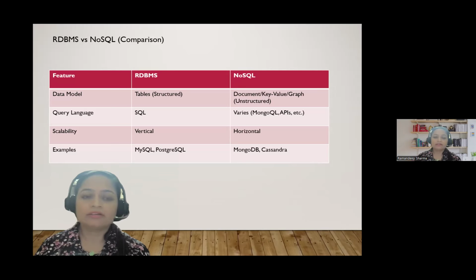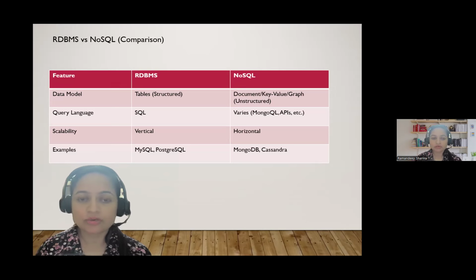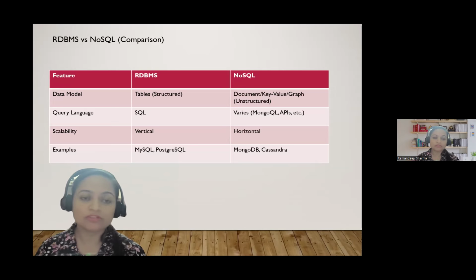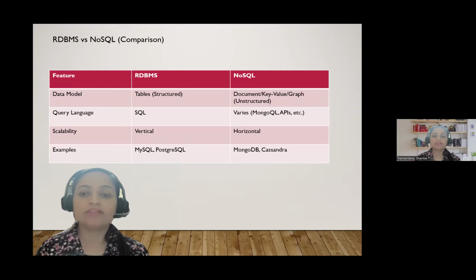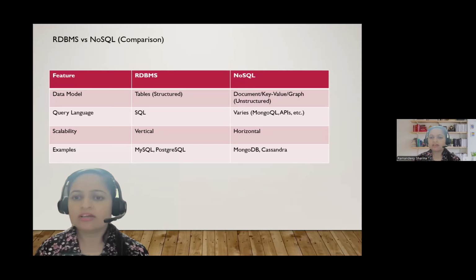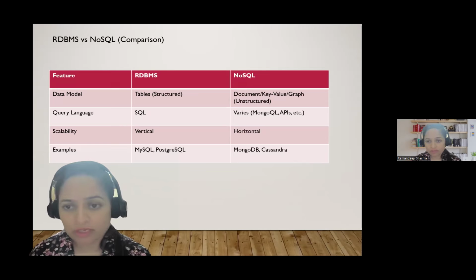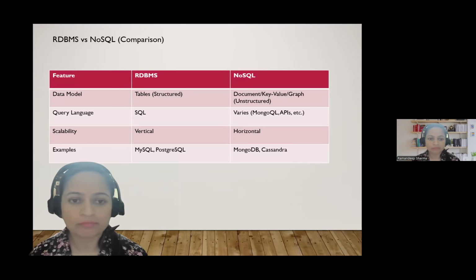Okay. Now let's talk about the query language. Most RDBMS use SQL as the query language, that is, structured query language. And in NoSQL, it varies. Some use MongoQL, some use APIs, and so on.